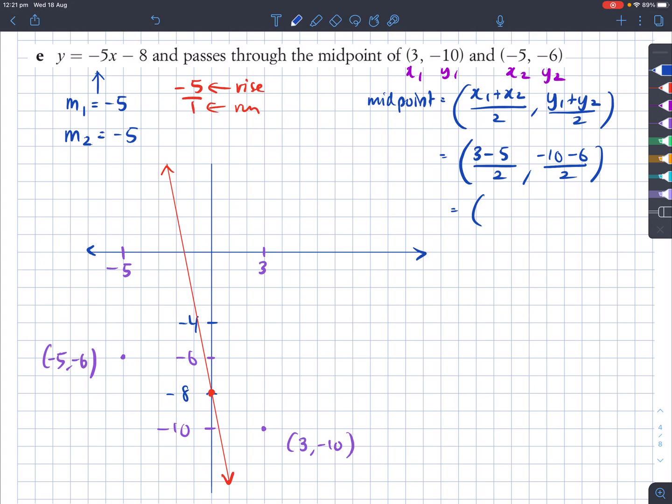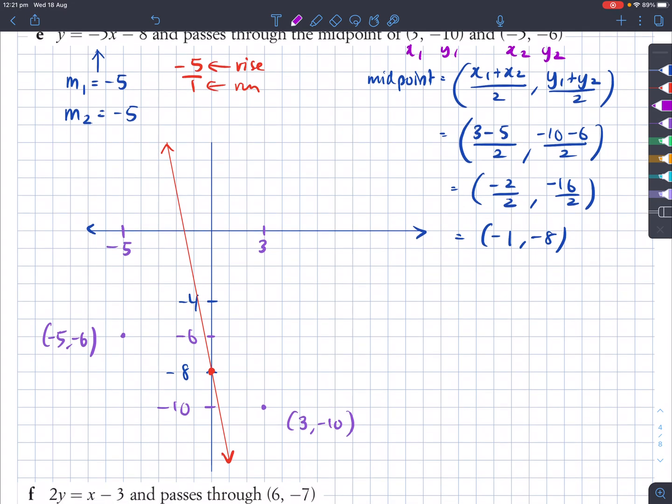Simplifying that down, 3 minus 5 is -2 over 2, and -16 over 2 is there. So simplifying that down will give us -1 if we divide these two numbers, and -16 over 2 is simply -8. So now if I plot that on my Cartesian plane, here we go, -1, -8 is here. It's this value here. So there's my midpoint so far. Let me just write that down, so that's my midpoint.